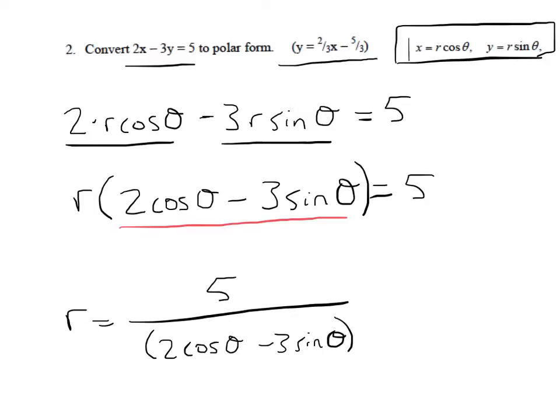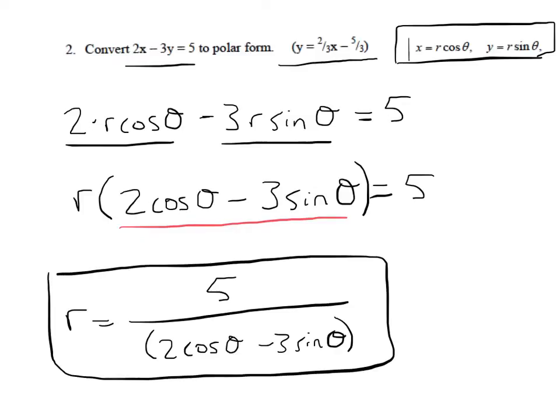And by definition, I now have a polar equation. r equals something in terms of theta. And so again, in class, I will show you that the graph of this weird-looking thing is the same as the graph of this line. That is the end of section 5. We'll talk a little bit more in class.